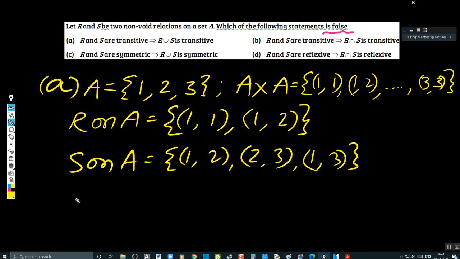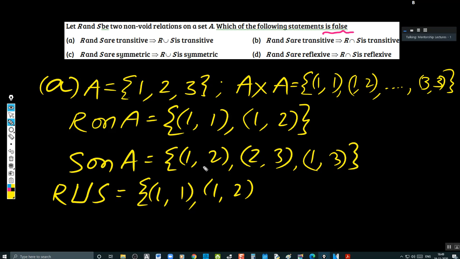Okay. Now, R union S. You have forgotten the entire set theory, I feel. R union S means you have to write all the elements without repetition. (1,1), come on, tell me. (1,2), without repetition. (1,2) is there, we don't write it twice. (2,3), (1,3).